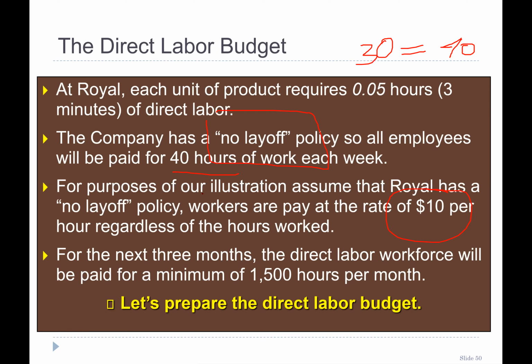So for the purpose of our illustration, assume that Royal has a no layoff policy. Workers are paid at the rate of $10 per hour, regardless of the hours worked. For the next 3 months, the direct labor workforce will be paid a minimum of 1,500 hours per month. So their per month salary would be based on 1,500 hours. If they work 1,400, their salary would still be given according to 1,500 hours. So let's talk about that.